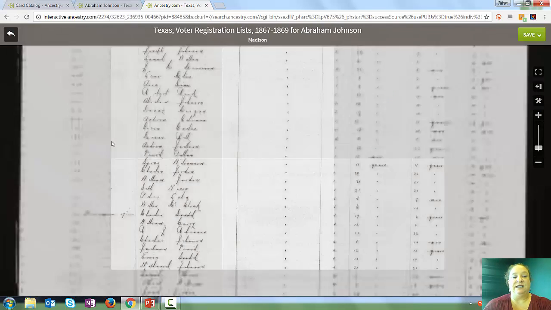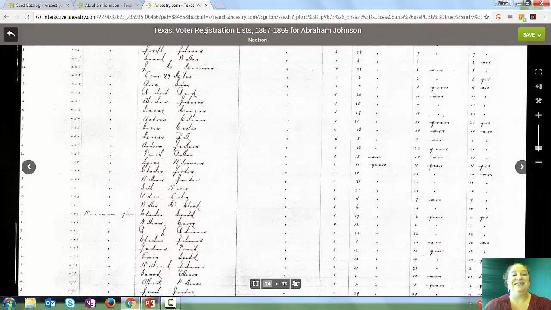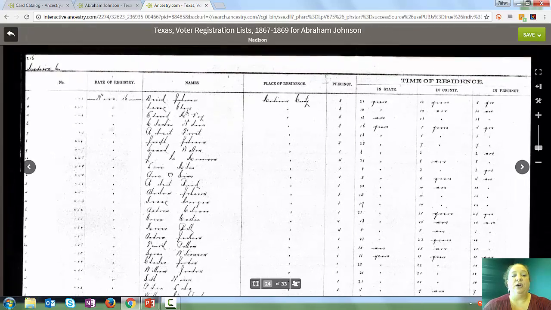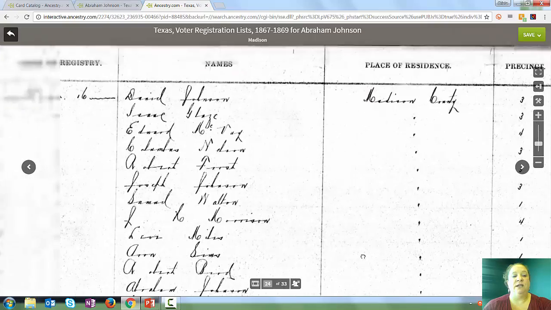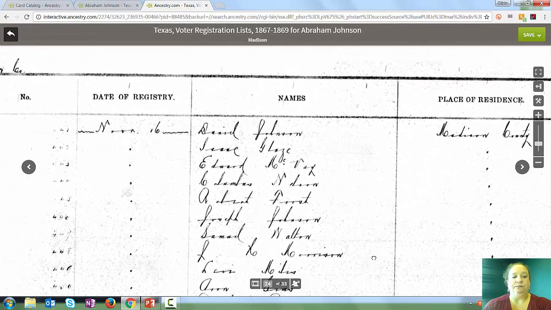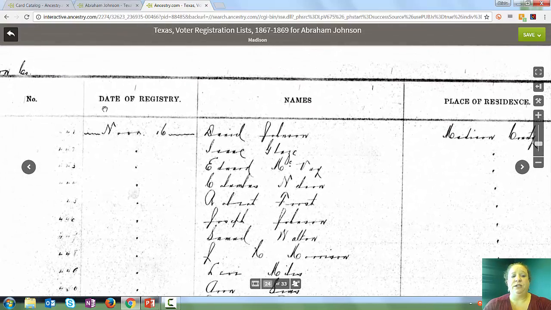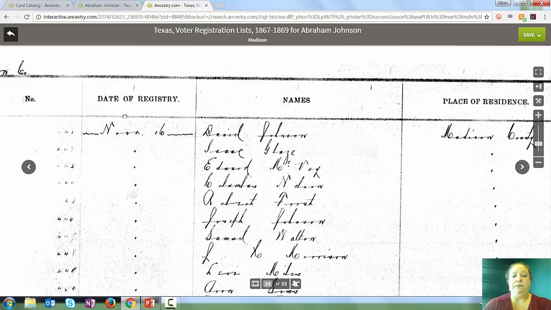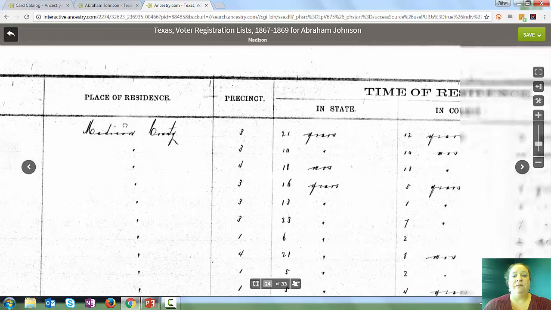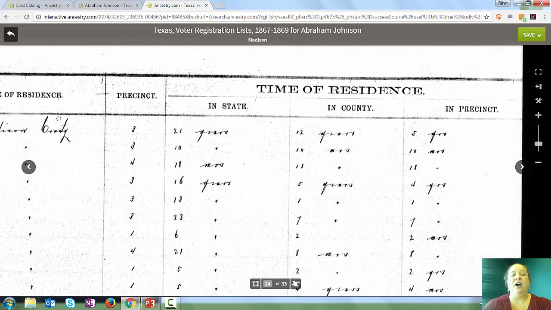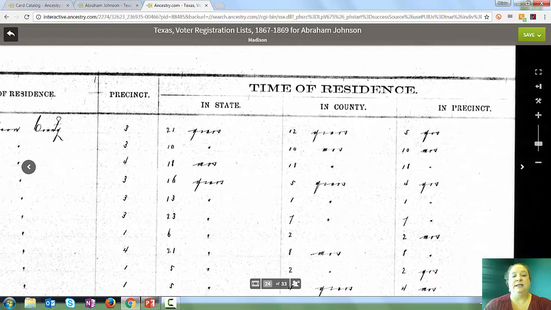The other reason I love these Texas lists is because it lists the state of birth, and it also lists information about the movement or the residence of the individual. So if we look here, again, we have a registration number, the date of registration, the name. We've got the county of residence, the precinct number, but then we have this 3-column time of residence list.